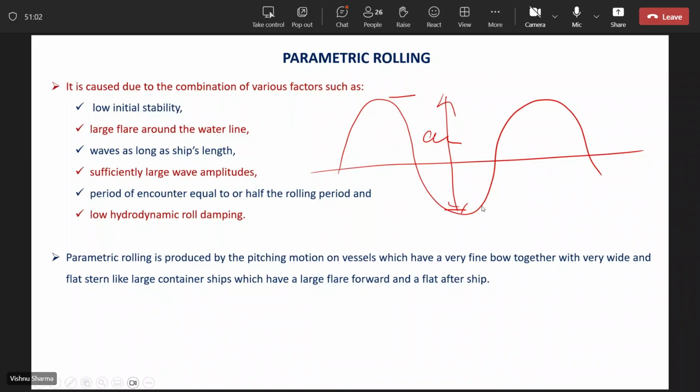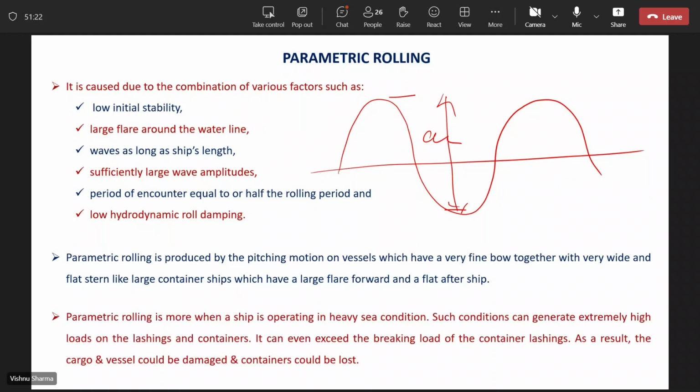Parametric rolling is produced by the pitching motion on vessels which have large fine bow together with very wide and flat stern, like large container ships which have a large flare forward and flat after part of the ship. Parametric rolling is more when a vessel is operating in heavy sea conditions. Such conditions can generate extremely high loads on the lashings and containers. It can even exceed the breaking load of the container lashings. As a result, the cargo and the vessel could be damaged and containers could be lost overboard.